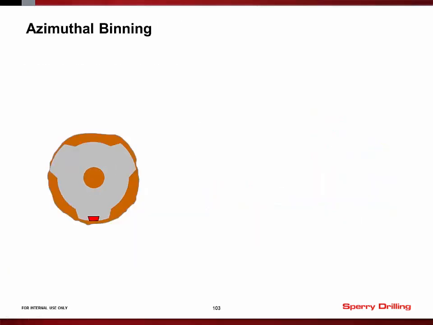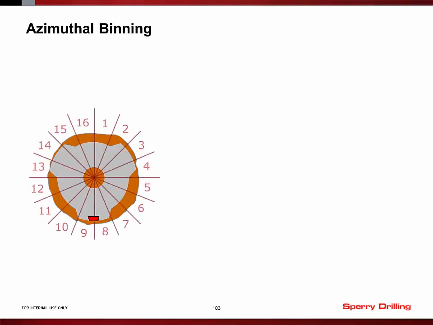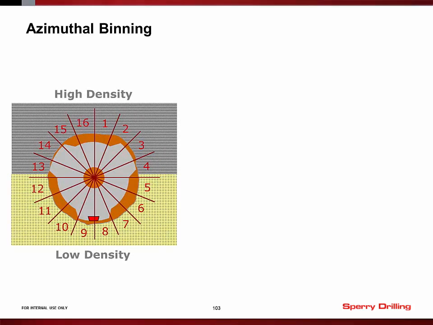Now, of course, we have, as the name of the tool suggests, a third method, which is azimuthal binning. And this works in very much the same way as the AFR, which I showed you earlier. We divide up the borehole into 16 sectors. This is looking downhole. The numbering and positioning of these bins is exactly the same as we had previously for the AFR. And let's suppose we're in a boundary situation with high density on one side of the hole and low density on the other.